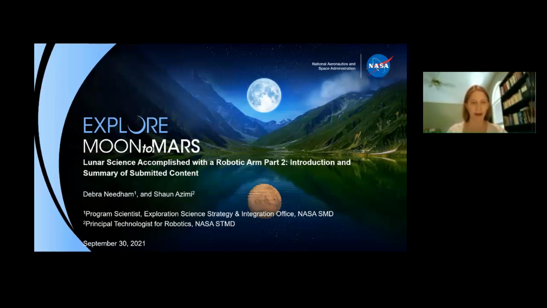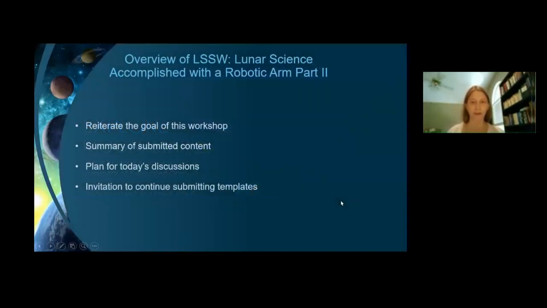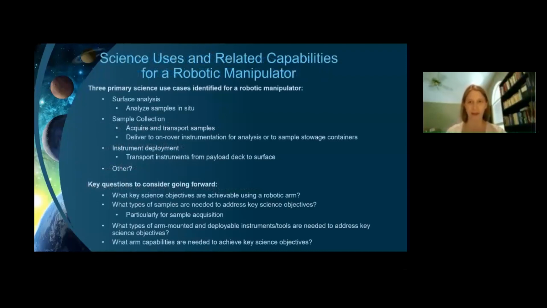Today, we'll go ahead and dive right in because I don't want to take away from our opportunity for discussion. So the plan for our first 15 minutes this morning is to reiterate the goal of this workshop and provide a summary of the submitted content. And then I'll discuss the plan for today's discussions and breakout sessions. And then again, an invitation to continue submitting templates as ideas occur to you, and especially if the discussions today give you some inspiration, we encourage continuing submissions on that.